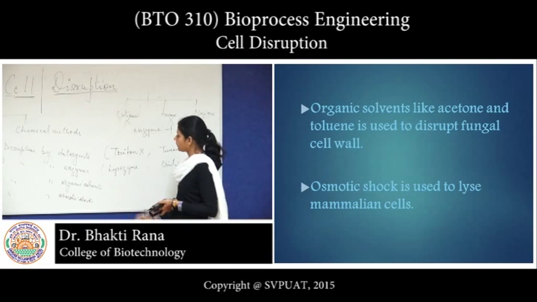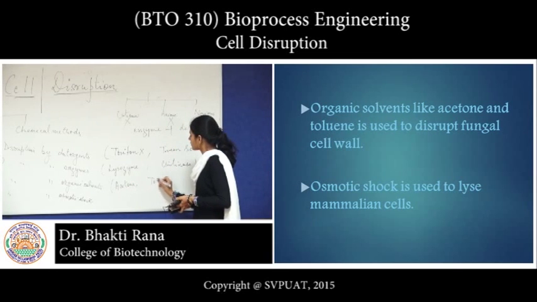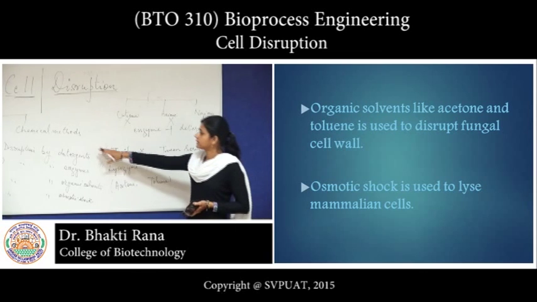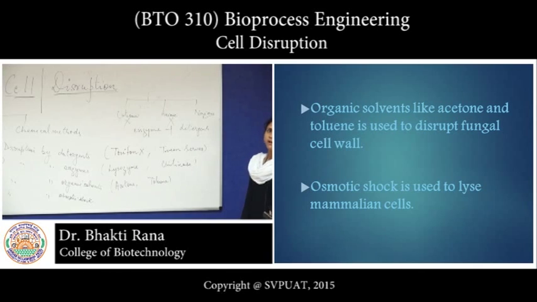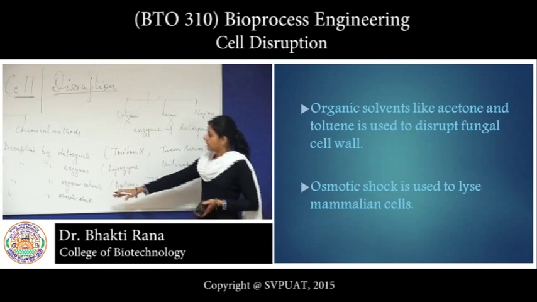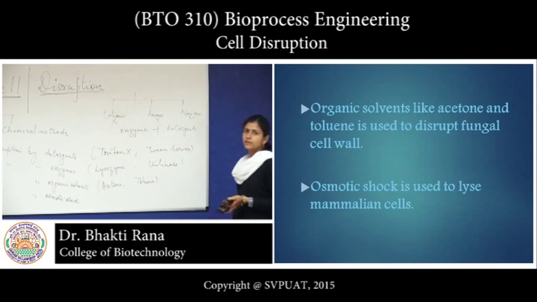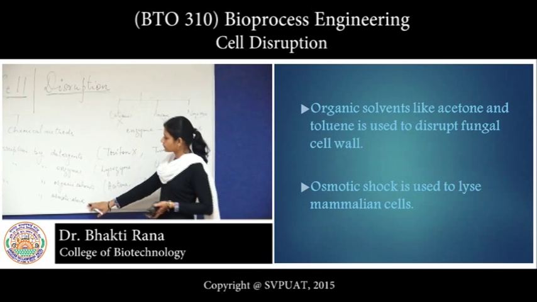Then you have organic solvents. In organic solvents, mostly we use acetone, but you can use toluene also. When we use the chemical methods, whether detergents, enzymes, or an organic solvent, you have to wash it before you proceed further. Organic solvents, being volatile, are easy to wash with water and easy to remove compared to detergents or enzymes. Then you have osmotic shock.